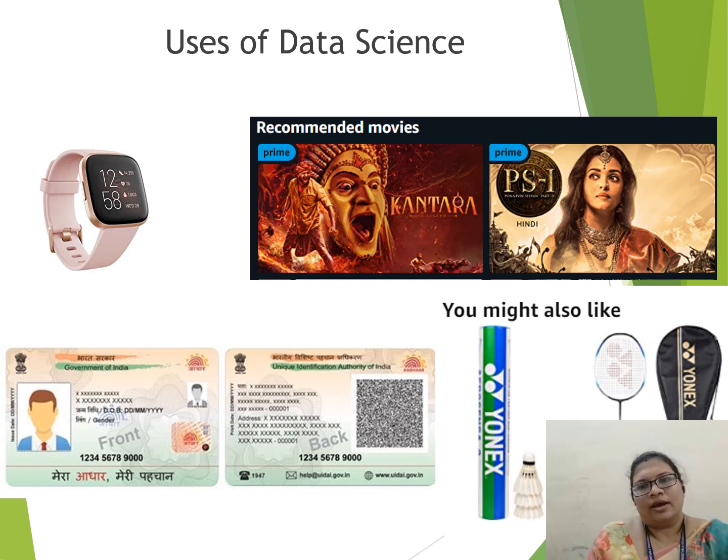Next you can see I have kept Flipkart and Amazon with a shuttlecock. If you are going to buy a shuttle bat, what are the other needs? Surely you need a cock. So depending on the object we are going to buy, the system will retrieve the data and recommend the items needed for the shuttlecock. So these are the uses of data science.